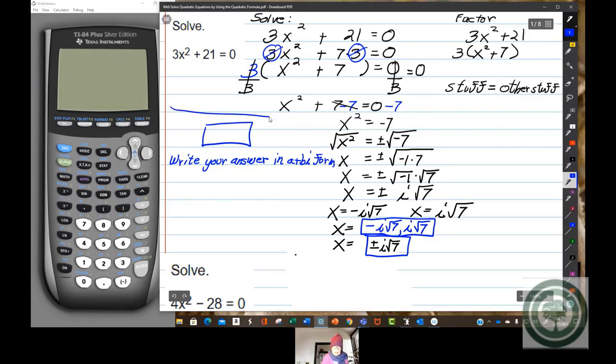In a plus bi form. If, and I'm going to put a box around this, kind of a box, a barrier, how about that? If the instructions underneath the answer box say that, then this is how you would state the answers.